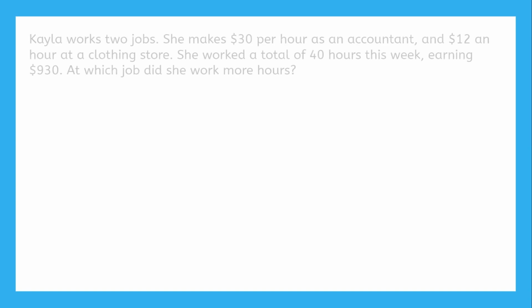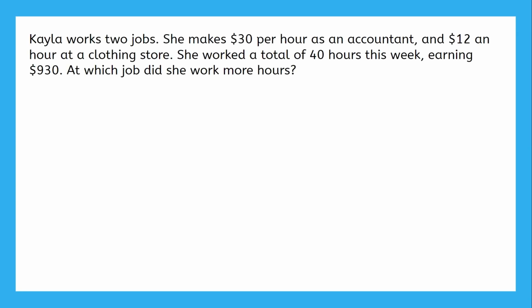In fact, let's use that as our first example. Kayla works two jobs. She makes $30 per hour as an accountant and $12 an hour at a clothing store. She worked a total of 40 hours this week, earning $930. At which job did she work more hours?